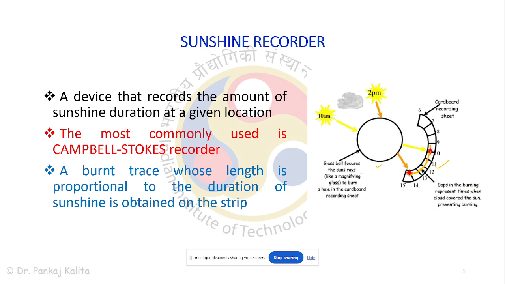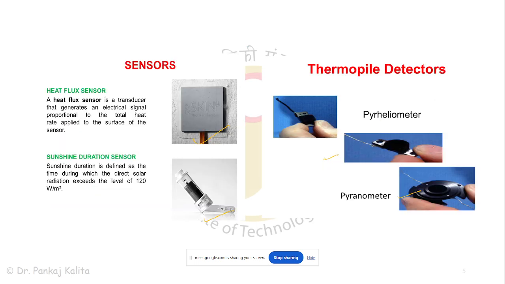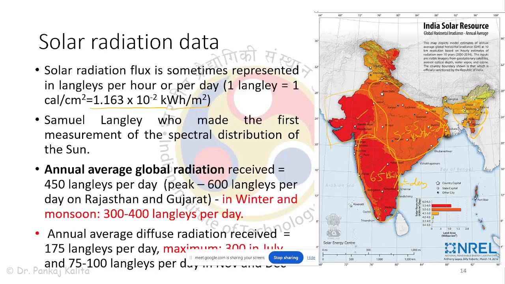Okay, so as days proceed, the bond trace proceeds, and we can measure how much sunshine duration we have received at a particular location. Now we can also use a sensor, a thermopile detector. Basically, we convert the generated heat into an electrical signal, and then we can proportionate it and measure how much flux has been received. And this is the solar radiation data.